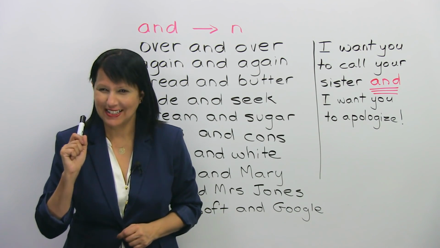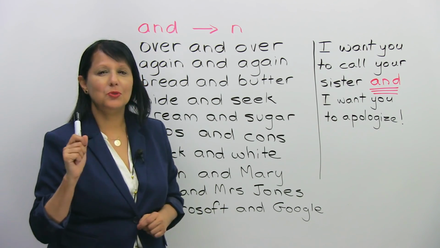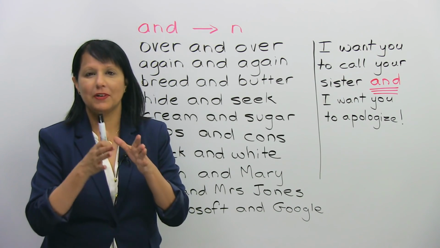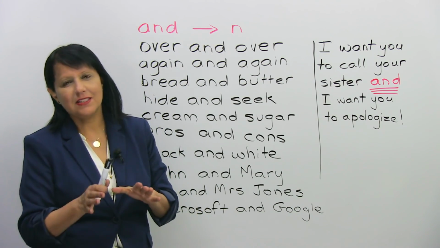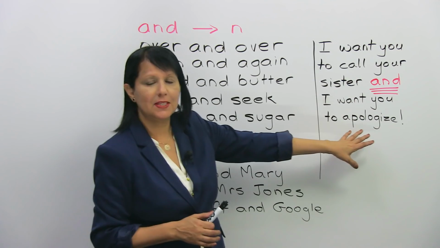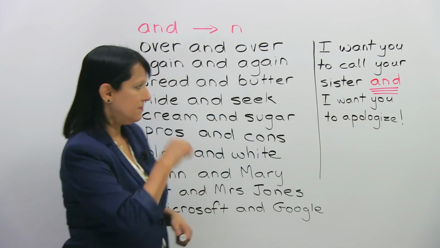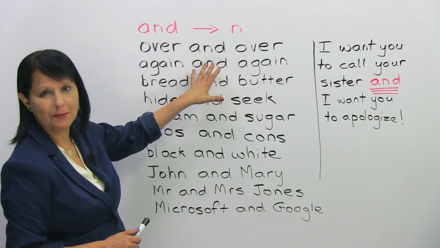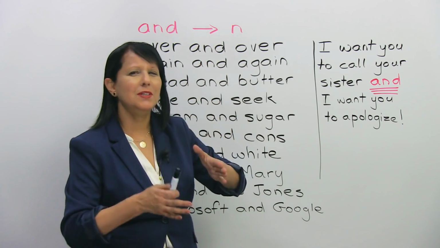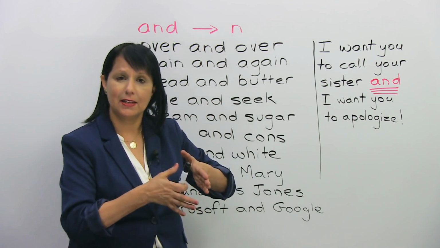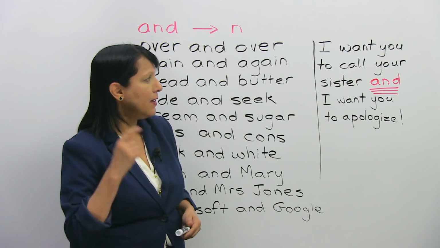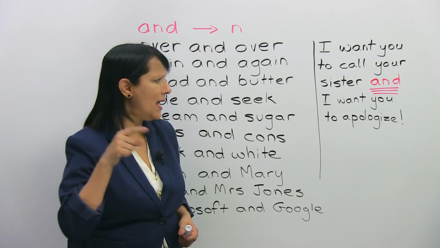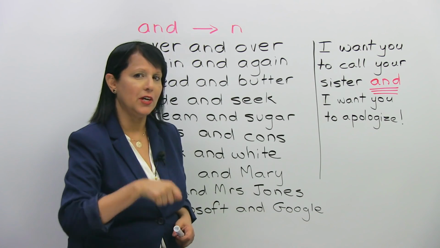except when you want to emphasize the word and, all right? Now this is not true most of the time. This is an exception, all right? This is what happens 99% of the time. But sometimes you really want to emphasize the word and. For example, I want you to call your sister and I want you to apologize.